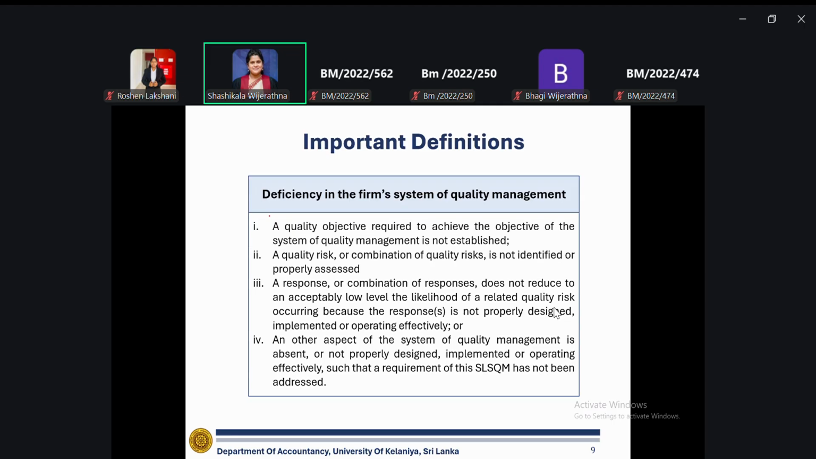For example, the audit firm needs to establish good governance. Governance within the audit firm. So that can be one of the quality objectives.